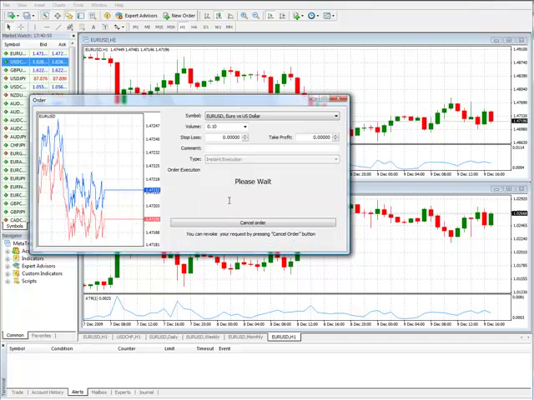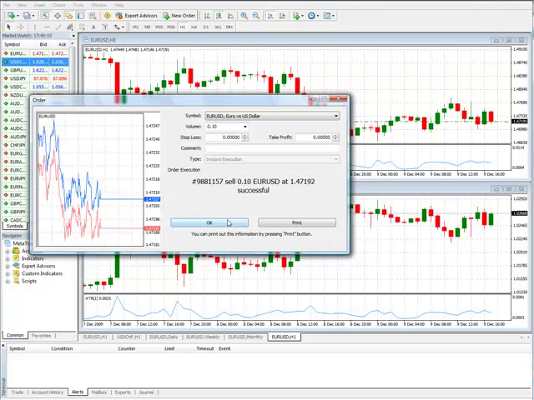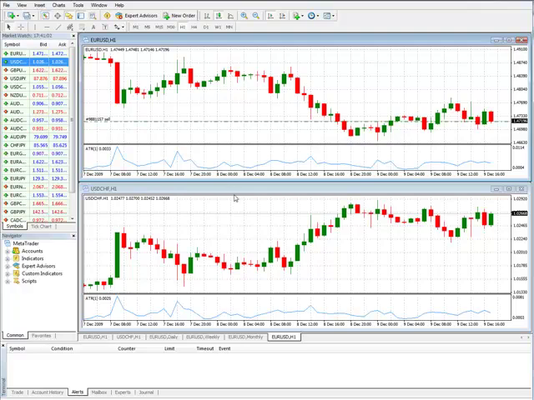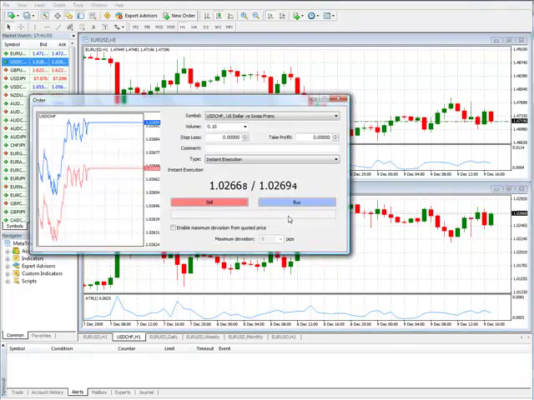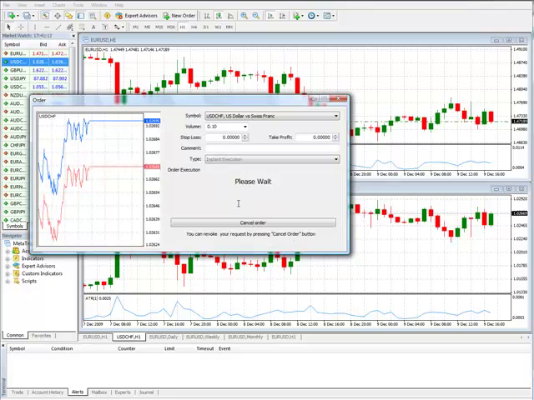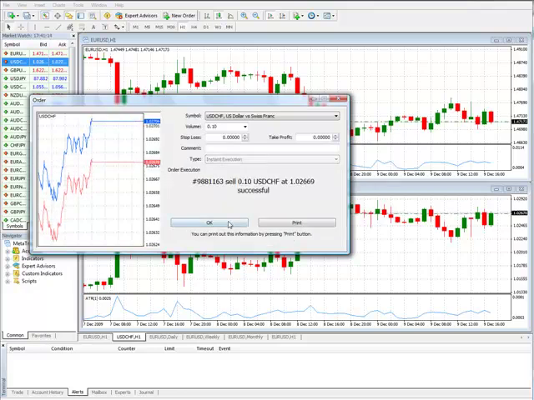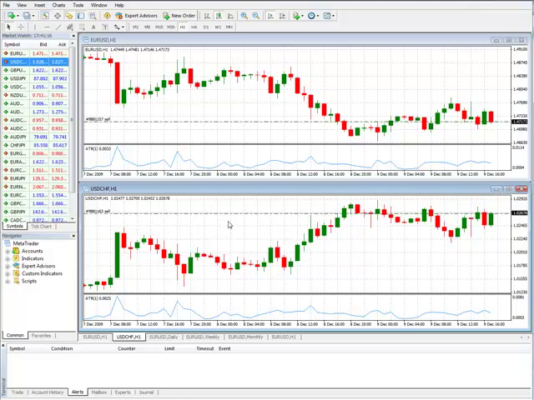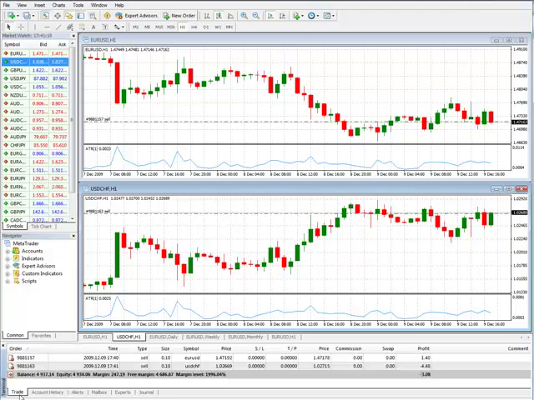So there we go. I've sold that. Now what I'm going to do is I'm going to immediately go down here, and I'm going to sell the US dollar Swiss franc. Okay, so I've sold that.